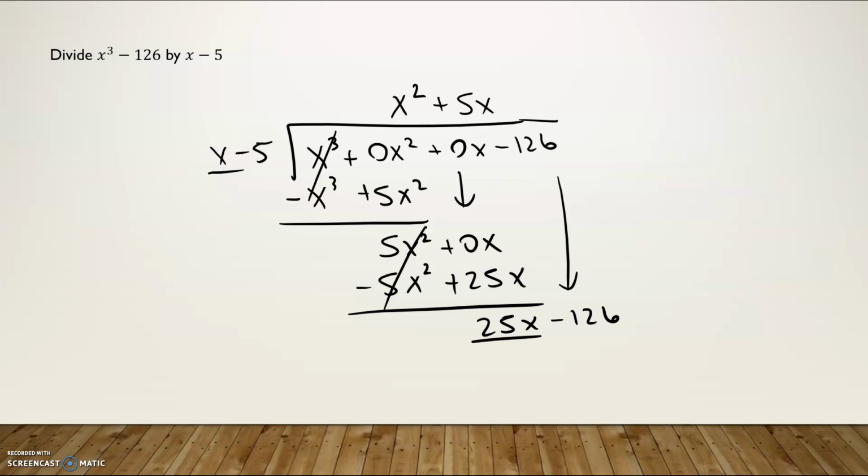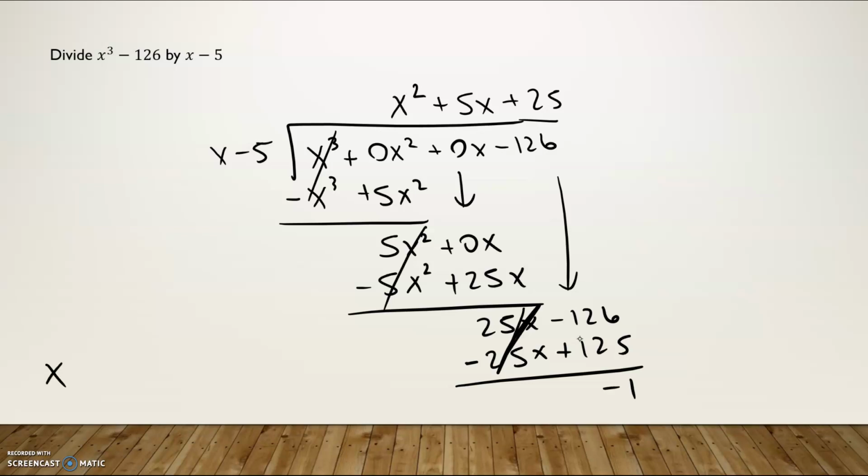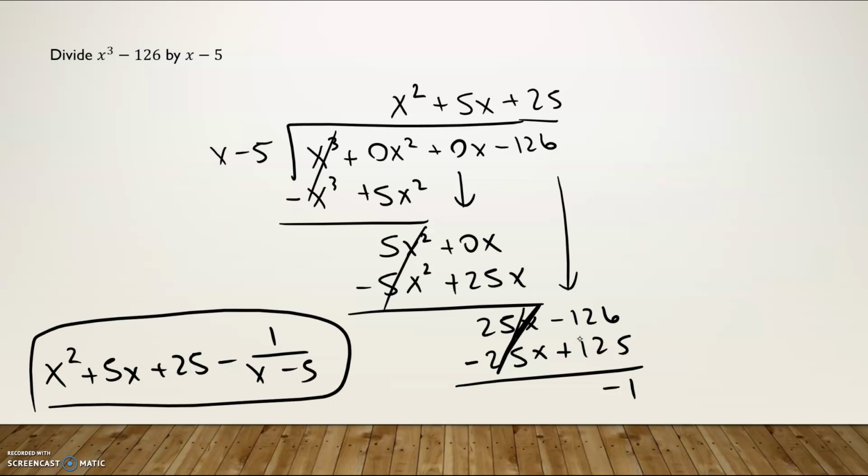Make these look alike. So plus 25. Okay, so that's going to be 25 times a negative 5. So that's negative 125. And that will be a positive 25x. Change the signs. That goes away. That's negative 1. So my final answer is x squared plus 5x plus 25 minus 1 over x minus 5. Let me scoot that over just a bit. There we go.